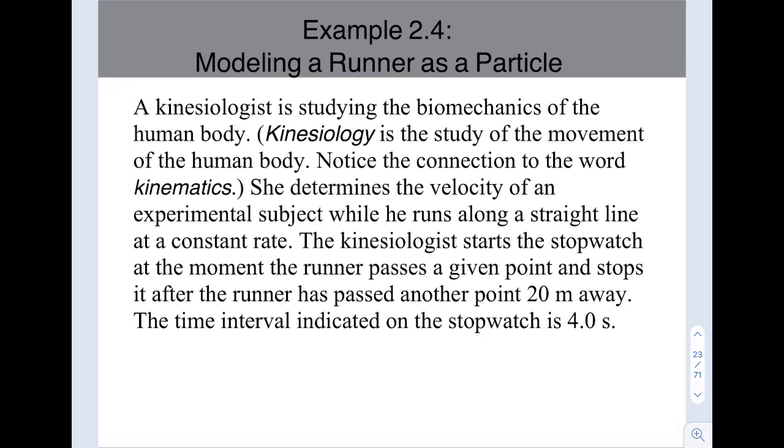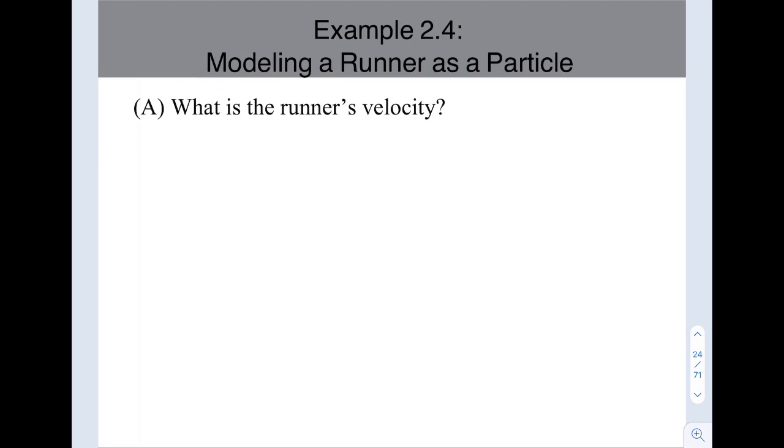So the scientist starts the stopwatch at the moment the runner passes a given point and stops it after the runner has passed another point 20 meters away. The time interval indicated on the stopwatch is 4.0 seconds. The question: what is the runner's velocity?